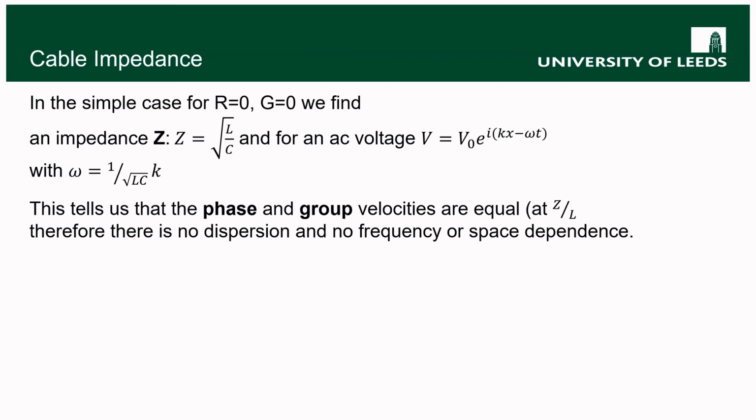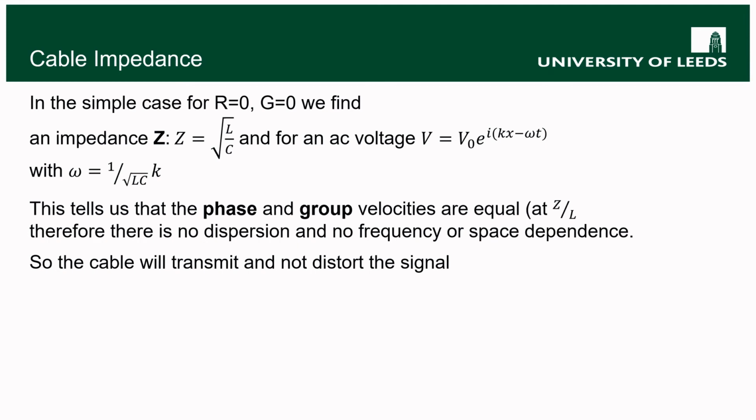Now, the important significance of this is that it means that the group velocity of the waves doesn't depend on the frequency, and therefore there is no dispersion. So what happens is a wave traveling down the cable is not distorted. So the cable is not distorting the signal, at least in the case where R is equal to 0 and G is equal to 0.